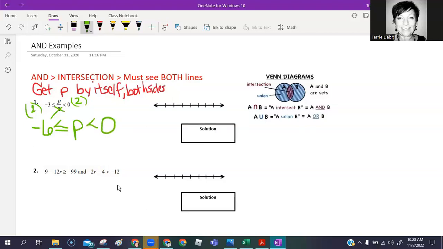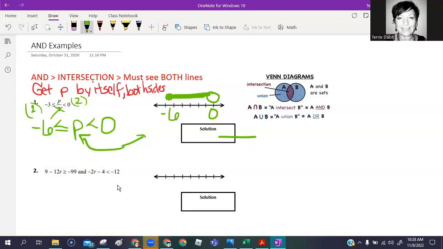Now, how is this graphed? We've got a -6, we've got a 0. It looks like at -6 we have a closed circle, and at 0 we have an open circle, and it says our answers, everything that's with P is in the middle. It's between those two things.